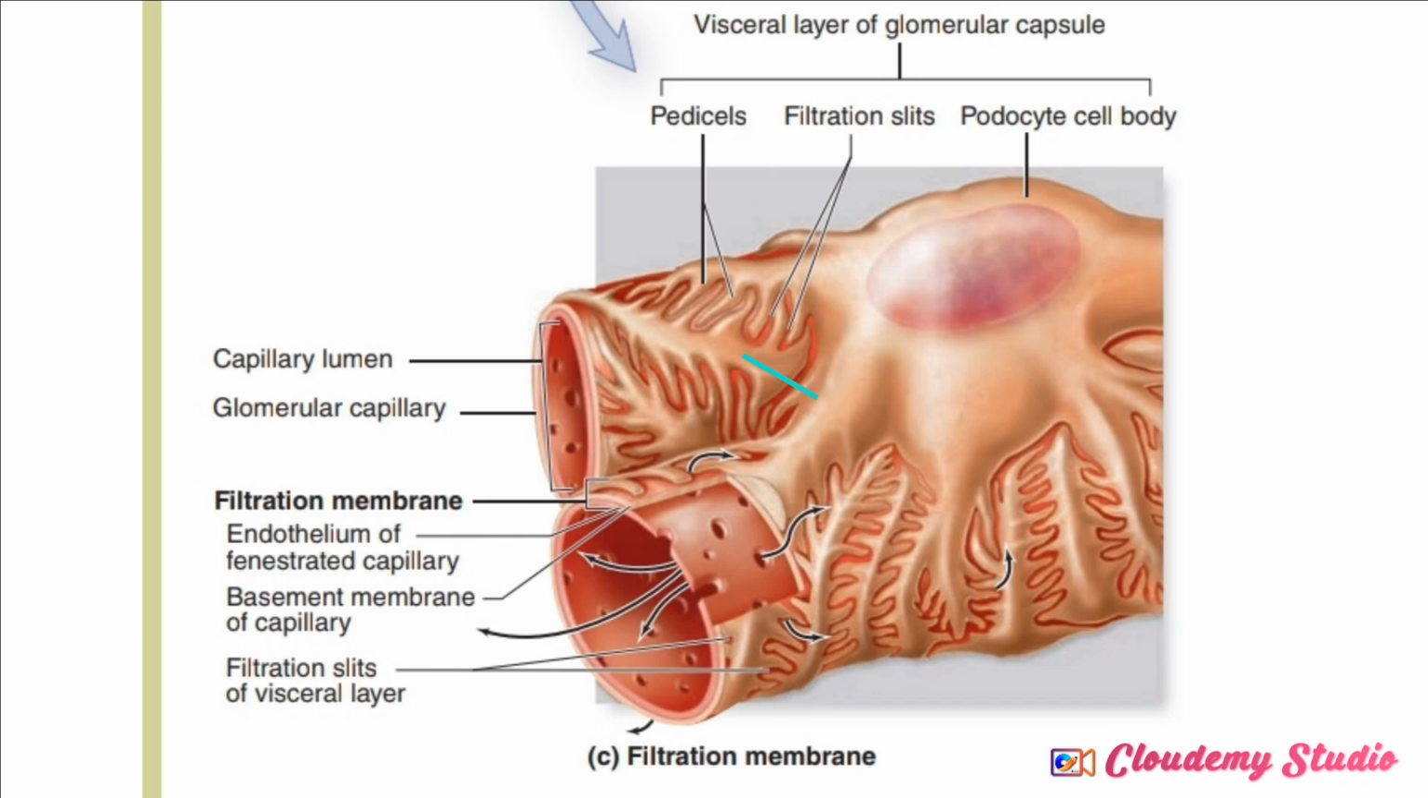So the first one prevents the filtration of blood cells. The second one prevents the filtration of large protein, and the third one prevents the filtration of small-sized protein. So these three structures constitute the filtration membrane.